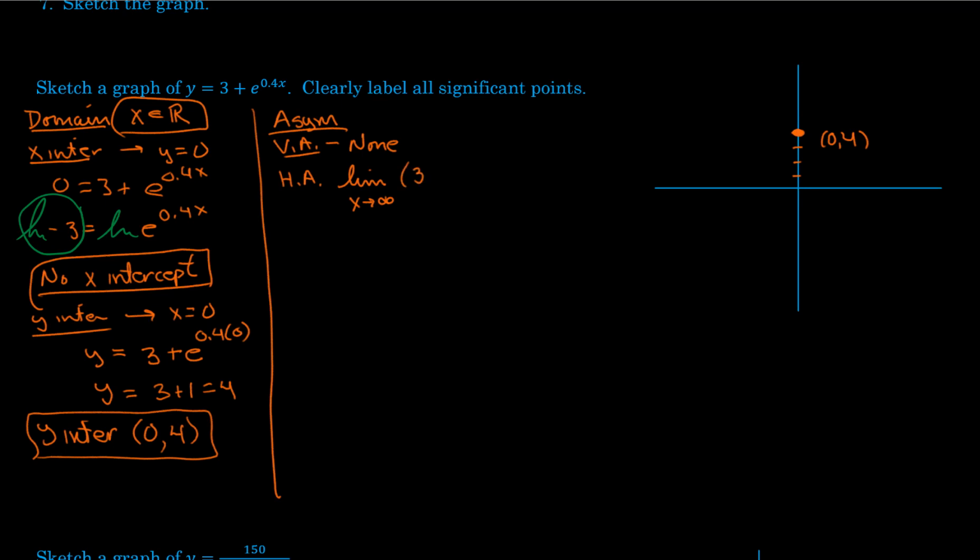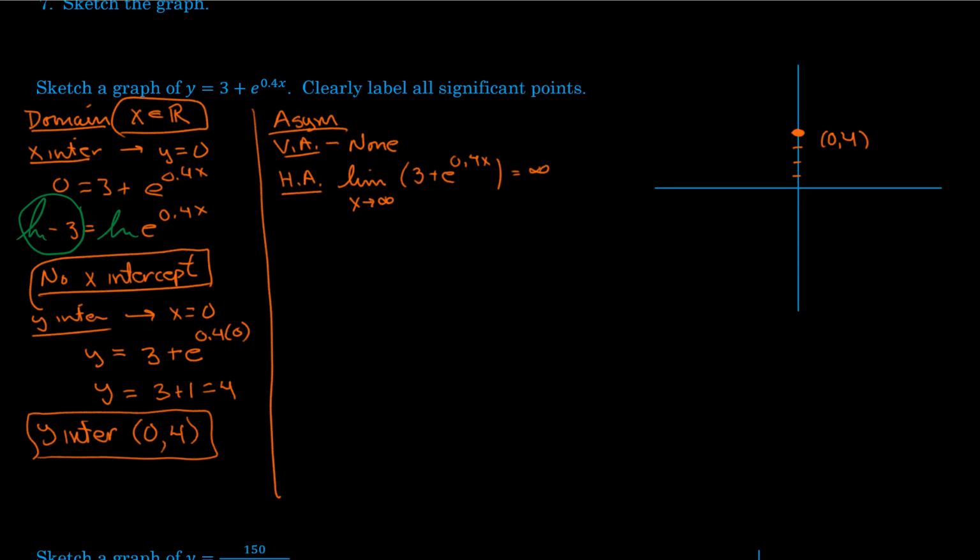Horizontal asymptotes are determined by looking at the limit as x goes to infinity of our function, which is going to be 3 plus e to the 0.4x. Okay, so as we evaluate this, what's going to wind up happening here is as we put larger and larger values in for x, this is just going to go to infinity.